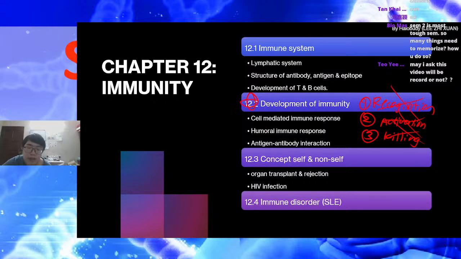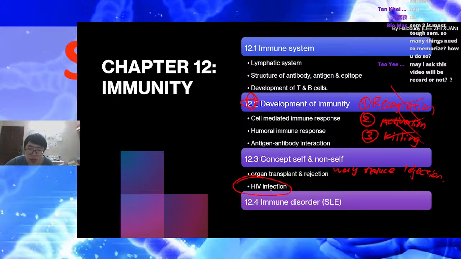Okay, lepas tu konsep self and non-self. So, yang ni adalah untuk konsep self and non-self, we have to know that organ transplant. So, actually, if you want to do organ transplant, you have to test either it is self or non-self first. It is reject or not reject. You have to know. So there are many type of organ transplant and also type of rejection, and you have to know the way to reduce rejection. Yang ni macam doktor lah. Memang macam doktor punya lah.